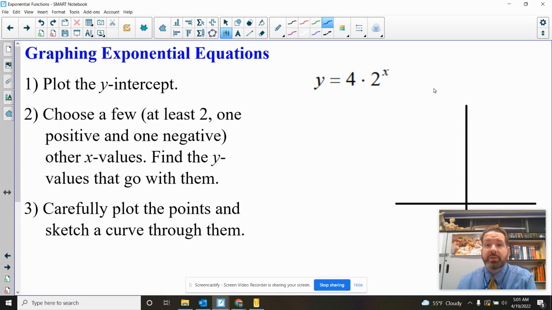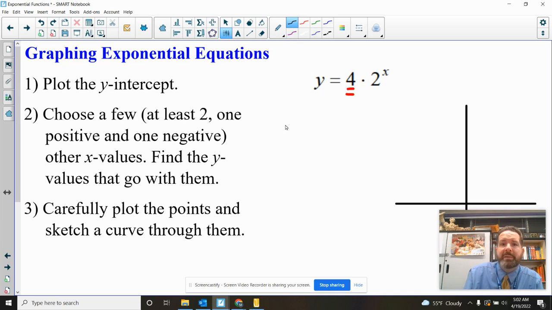I recommend always using the y-intercept because remember, that's easy to find. So on our graph, the y-intercept is at y equals 4. Then choose a few other x values. I do recommend at least one on the positive side, at least one on the negative side, and plot those points so you have a guide for the places to draw through.